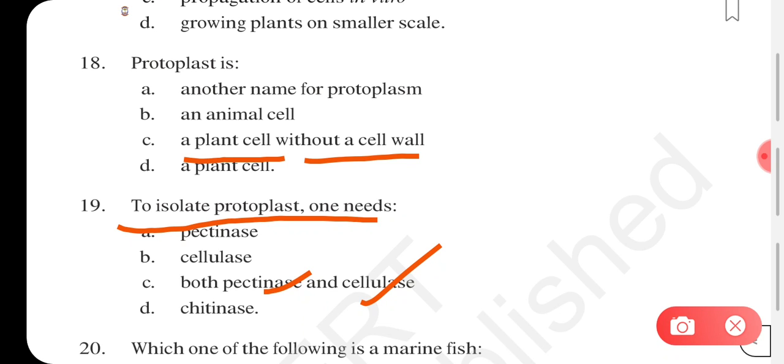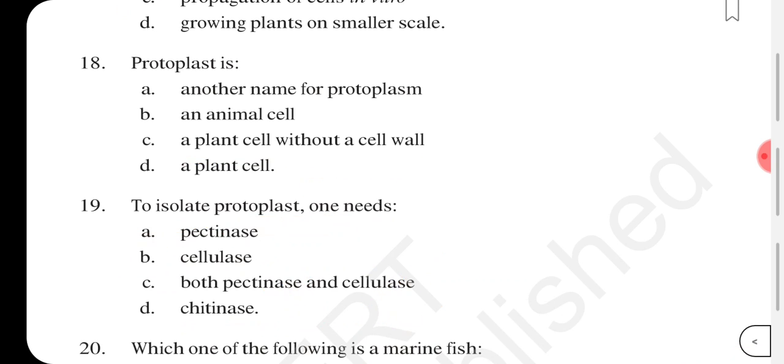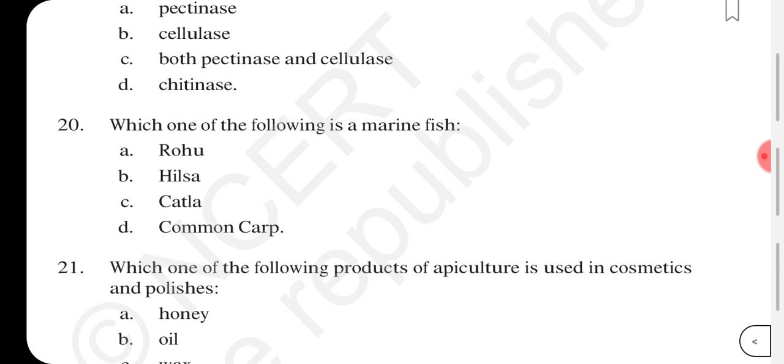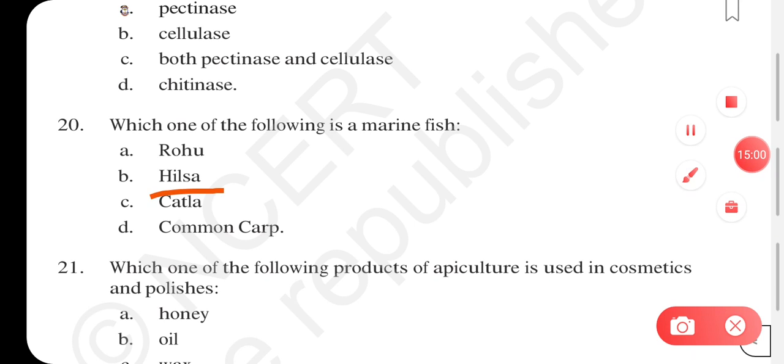isolate the protoplast. Next one, which of the following is a marine fish? Rohu, hilsa, katla, or common carp? So here, which one is a marine fish? Hilsa. Okay, Hilsa is an example of marine fish living in seawater.